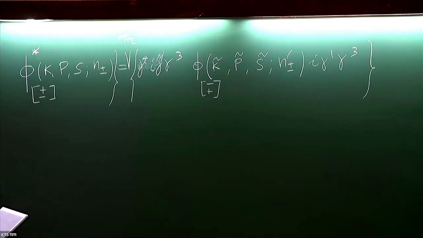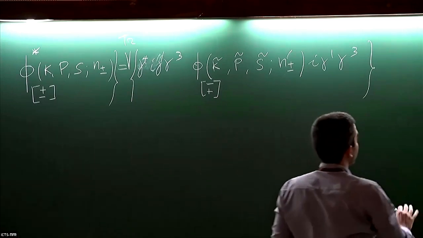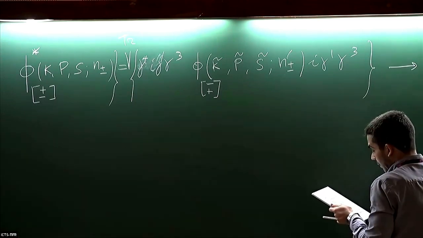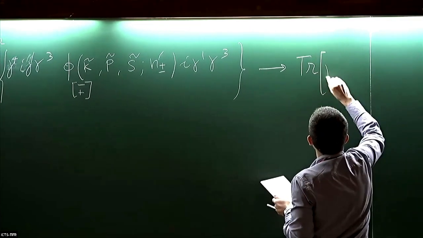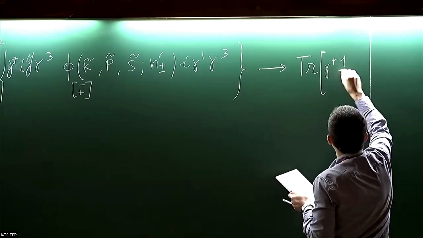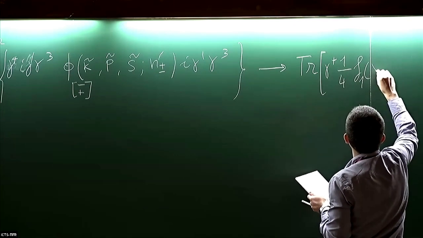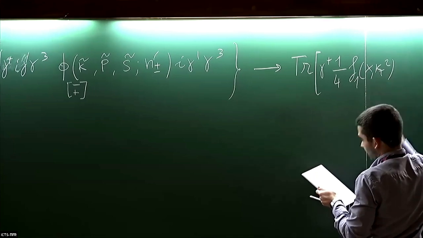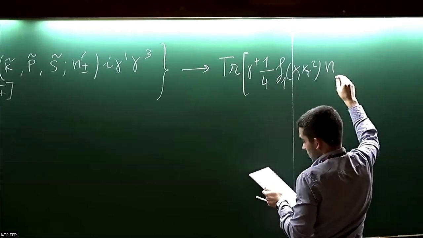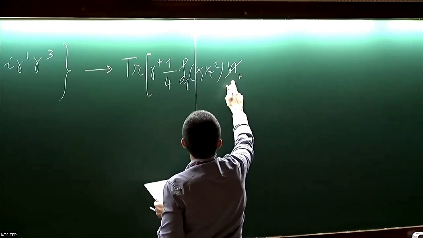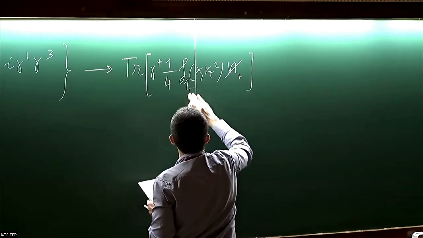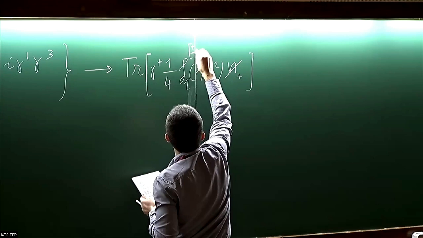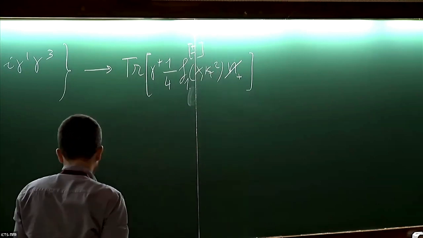But the steps are a little long. I don't wanna do it here. Let me just tell you what I get at the end of the day. If I don't consider the spin, I have the trace of gamma plus, 1 over 4, the unpolarized TMD PDF F1 of x, k_T squared, n plus slash, which is the Dirac structure associated to F1. And let's add the gauge link dependence, plus or minus.